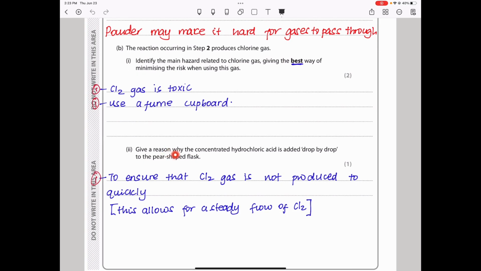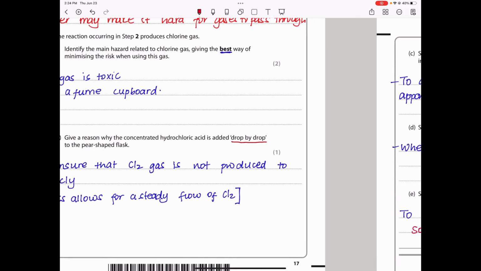The next, give a reason why the concentrated hydrochloric acid is added drop by drop to the pear-shaped flask. Every time you see something added drop by drop, it's because you do not want the reaction to proceed very fast. So here, to ensure that chlorine is not produced too quickly. You do not want to produce a bigger volume of chlorine within a small space of the lab. So you add drop by drop to slow down the production of chlorine, since it's a toxic gas, and these fumes, if they come at a faster rate, they could contaminate the lab environment. So you want a steady flow of chlorine so that it can be suctioned out in the fume cupboard properly. Let's continue.